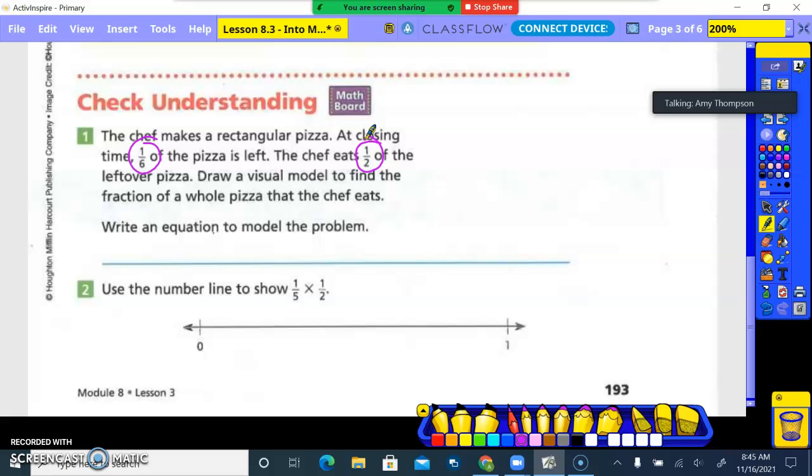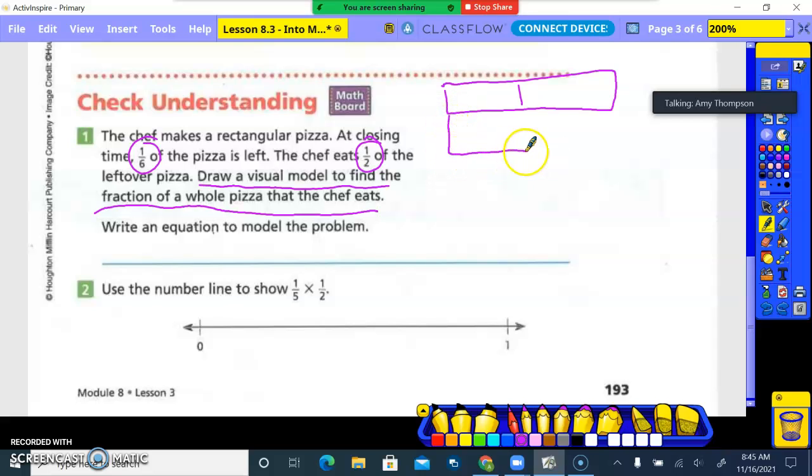And then they want us to draw a visual model to find the fraction of the whole pizza that the chef has left. So we can draw our one whole. Then does he eat? So what does he eat? We need to break this other piece into how many pieces? 6, right? So we're going to have this into 6 pieces. And this is how much is left over, correct? So we're going to lightly shade 1/6, right?